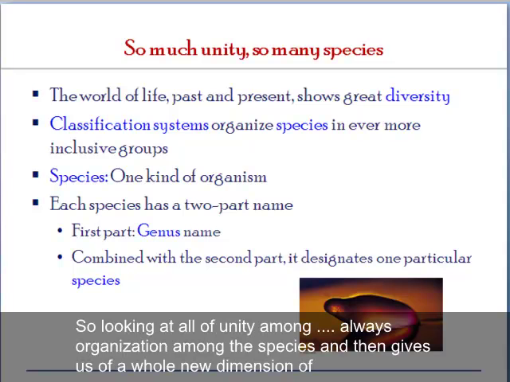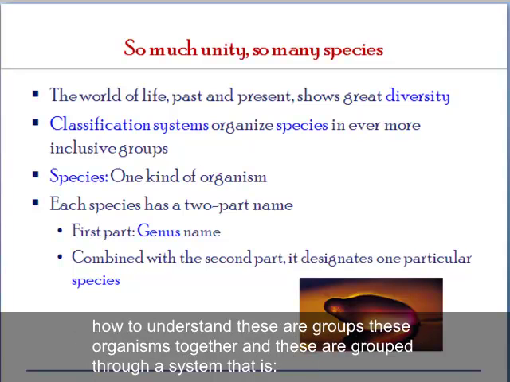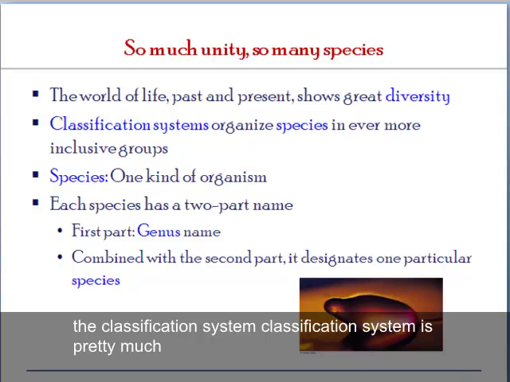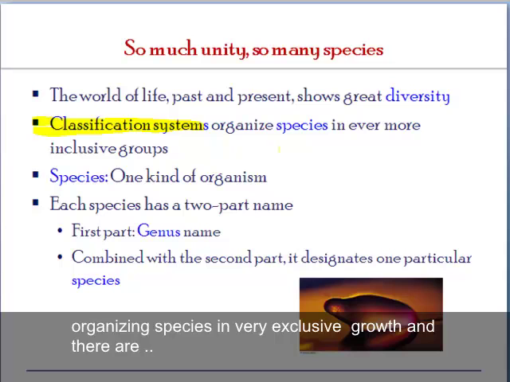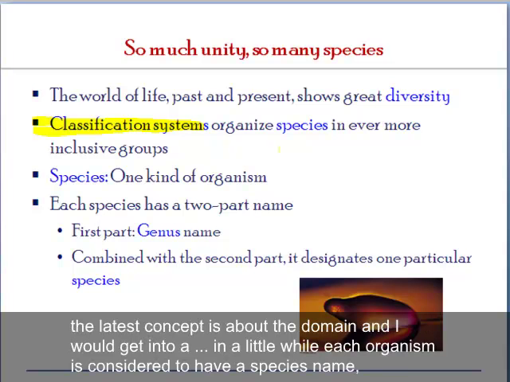So looking at all this unity and organization among the species gives us a whole new dimension of how to understand or group these organisms together. These are grouped through a system that is called a classification system. A classification system is pretty much organizing species in very exclusive groups. And the latest concept is about the domain, and I will get into it in a little while.